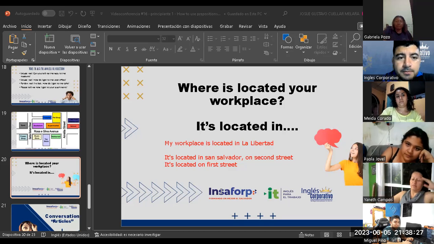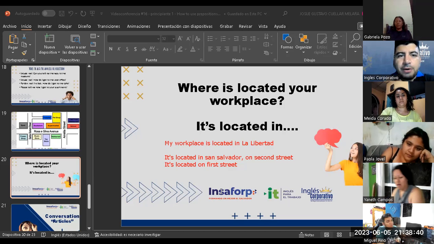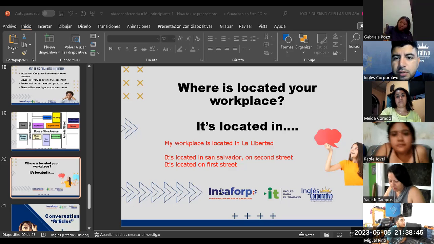It's located in Decapolis Avenue. Good. Solo que ahí sería on. La avenue es on. Okay. But that's okay. Melvin and then Paul. It's located in Metrocentro San Salvador. Good one.